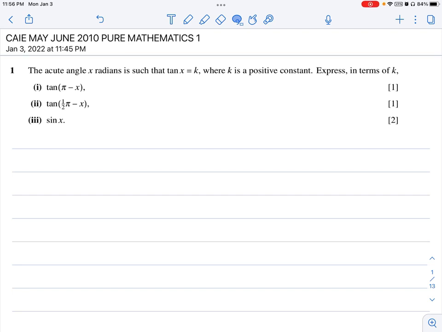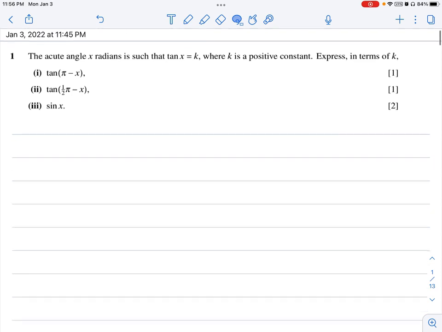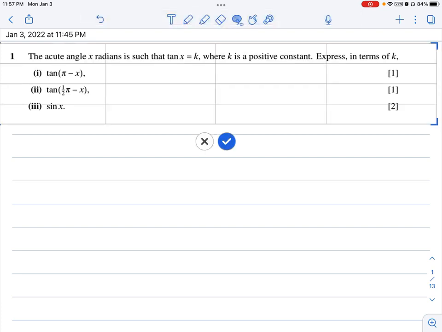So welcome, this is CIE May June 2010, Pure Mathematics 1, Paper 1. There are something around 10 questions. We shall try to solve all the 10 questions over here. The first question: the acute angle x radians is such that tan x is equal to k.